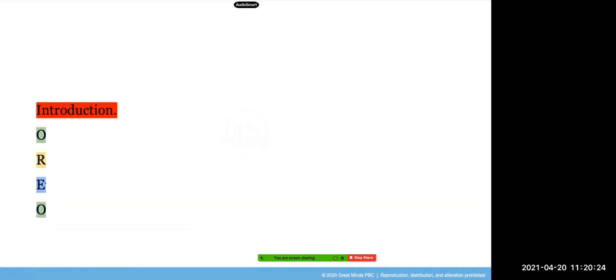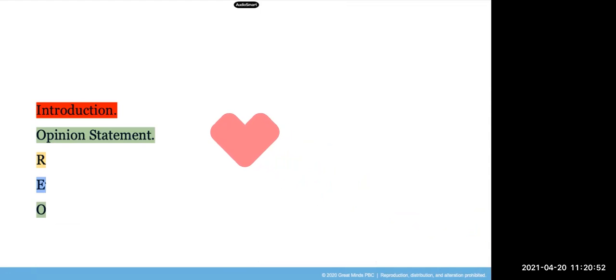The first part of an opinion paragraph is the introduction. And this is where we introduce the general topic to our readers. If your opinion is based on something that you read in a book, this is a perfect place to mention the title of that book. The next part of an opinion paragraph is the opinion statement. This is where you clearly state how you feel or what you're thinking about a topic or a question.